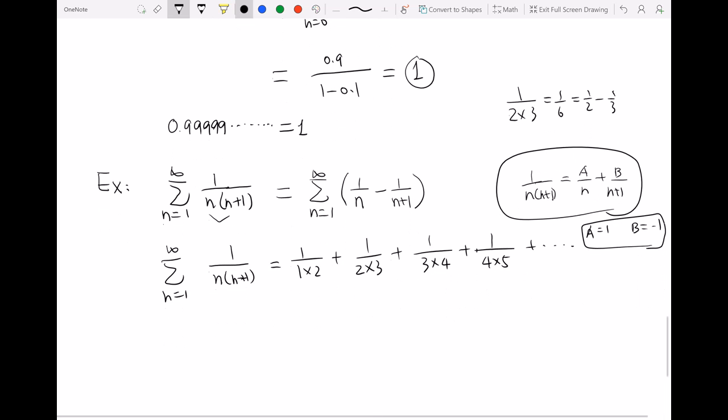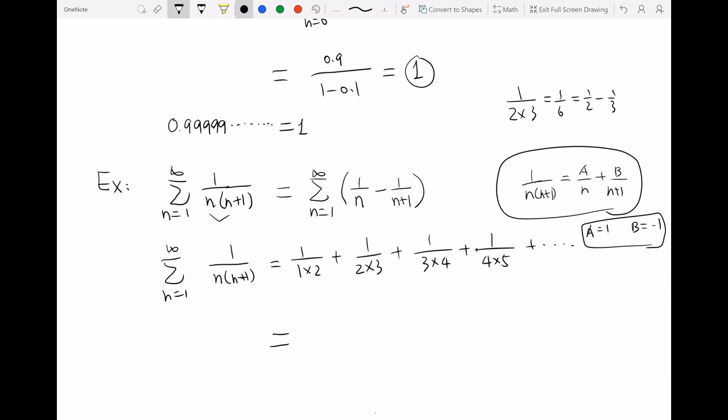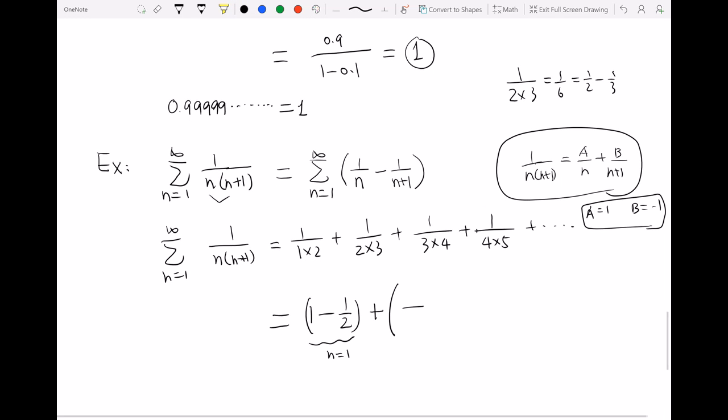Alright, so now I can write this as a fraction: 1 over n, which is, first term is 1 minus 1/2, plus, this is the first one, n equals 1. So when n equals 2, can anyone help me, what do I get? 1/2 minus 1/3. Perfect. Okay. So if you continue, you are going to get 1/3 minus 1/4.